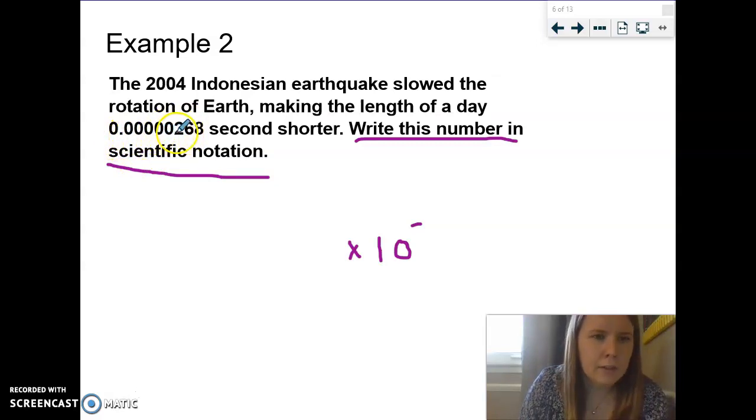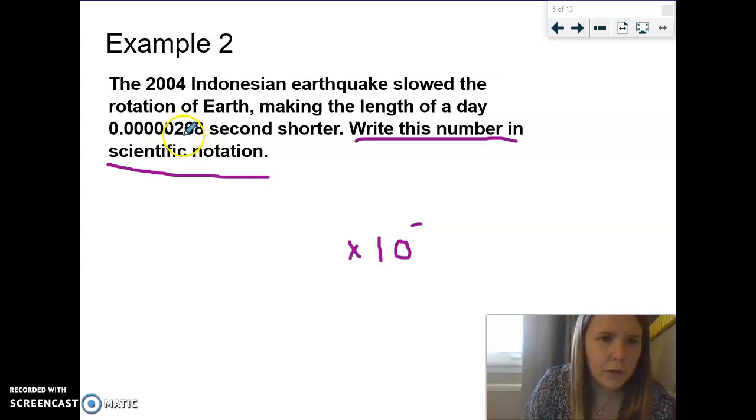So if I want to get rid of these zeros for the most part, I could put it between 2 and 6, because 2.68 is between 1 and 10. If I went all the way behind the 6, then I have 26.8. That's too big. And 268 is too big. So we're going to want this decimal right in between the 2 and the 6. So let's see how many times that took us.